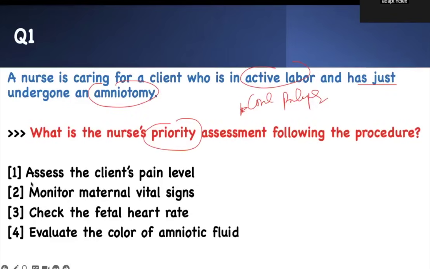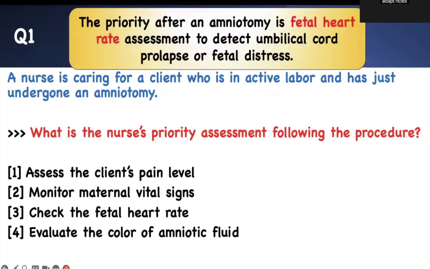Therefore, first question down, and the answer choice is number three. Priority assessment after amniotomy is fetal heart rate assessment to detect umbilical cord prolapse or fetal distress. Therefore, three is the best answer. We're going to use the same strategy. For each question we've got to talk about the concept and use critical thinking to find the answer choice in this maternity nursing NCLEX review practice test number 5.